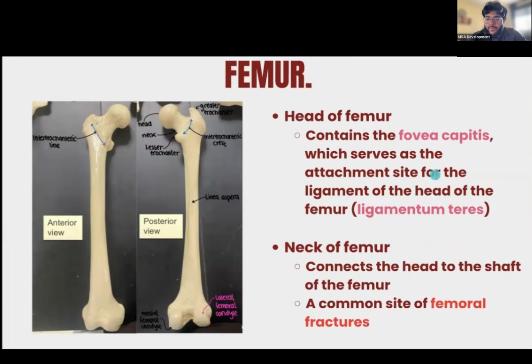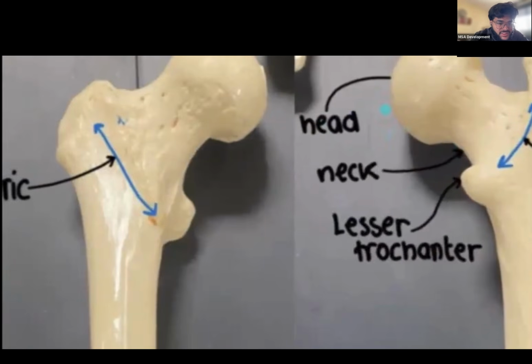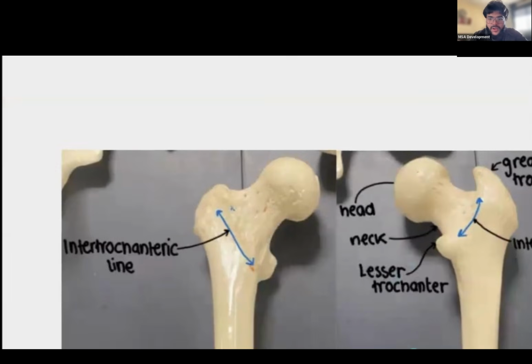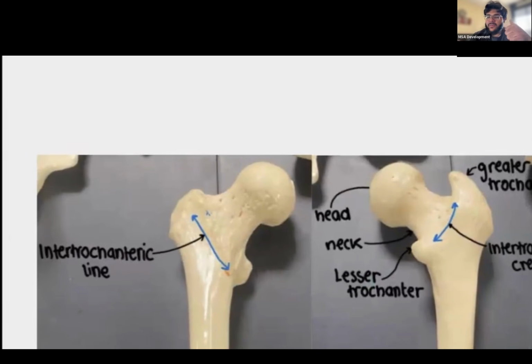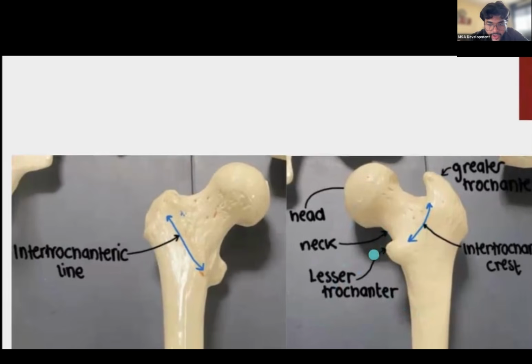It contains the fovea capitis, which is a small pit or depression found on the medial surface of the femur. You can't really see it from this view, but I'll show it to you guys later. Over here, you'll have the ligamentum teres, which attaches to this fovea capitis, and it also carries the foveal artery. Then you also have the neck of the femur, which connects the head to the shaft. This is the most common site of femoral fractures, and is especially prominent in elderly women with osteoporosis.